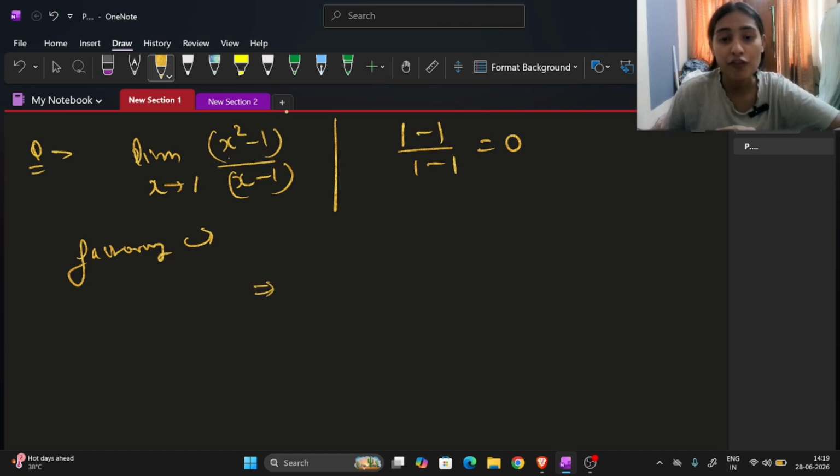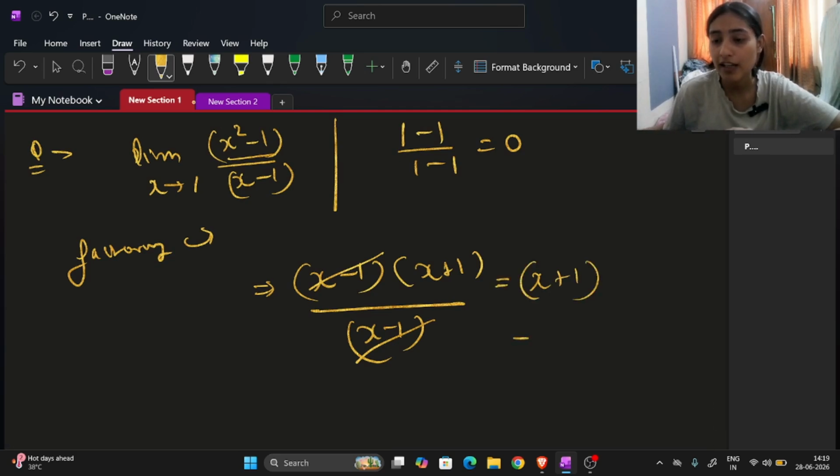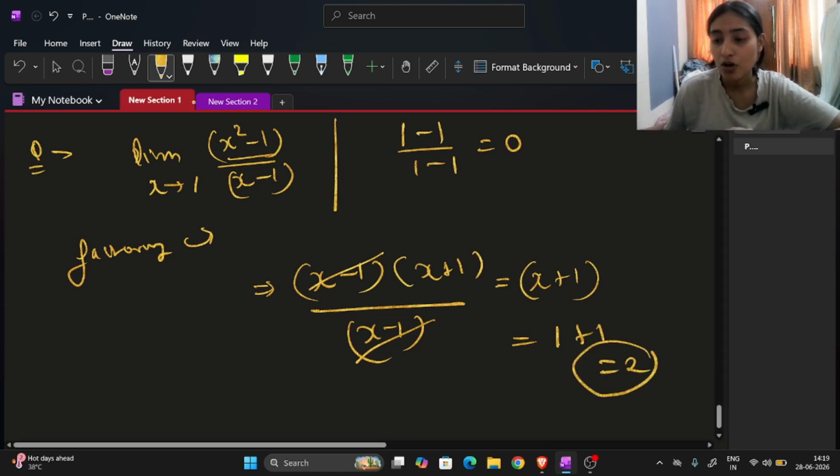There is a formula for this: x squared minus 1 equals (x minus 1)(x plus 1), over x minus 1. So this and this will cancel out. It will give us x plus 1. Now let's put direct substitution where x equals 1. 1 plus 1 equals 2. So this is our solution.